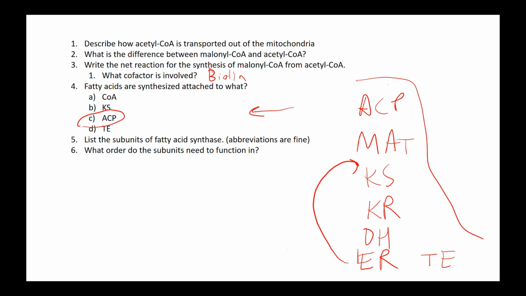The last one: what order the subunits need to function in. It's basically the order shown here. The MAT basically has to transfer the acetyl-CoA or malonyl-CoA over to the ACP. So that's our first enzymatic subunit. Then the ketosynthase, then the ketoreductase, then the dehydratase, and the enoyl reductase, and then at the very, very end, the thioesterase.